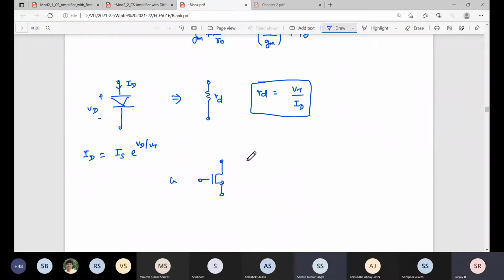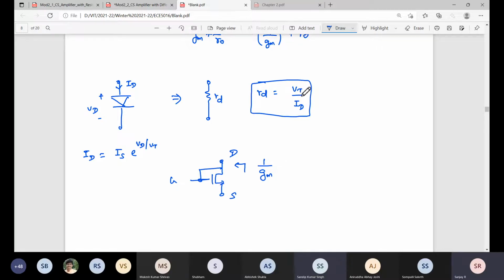So gate, drain, source. Gate and drain are connected. So what is the equivalent small signal resistance? 1 by Gm. Fine. So now let's come to BJT.